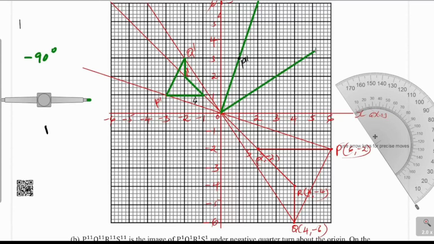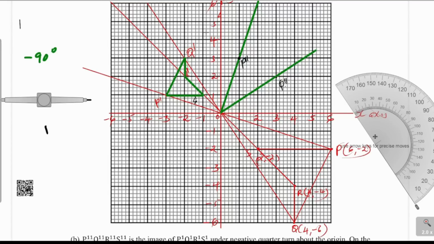We join that using a straight line. Then from there, you count the distance, or the number of squares, from Q1 to the origin. From Q1, this is 1, 2, 3 squares. The same from the origin: 1 square, 2 squares, 3. So this is where we have Q2. Q2 will be there.